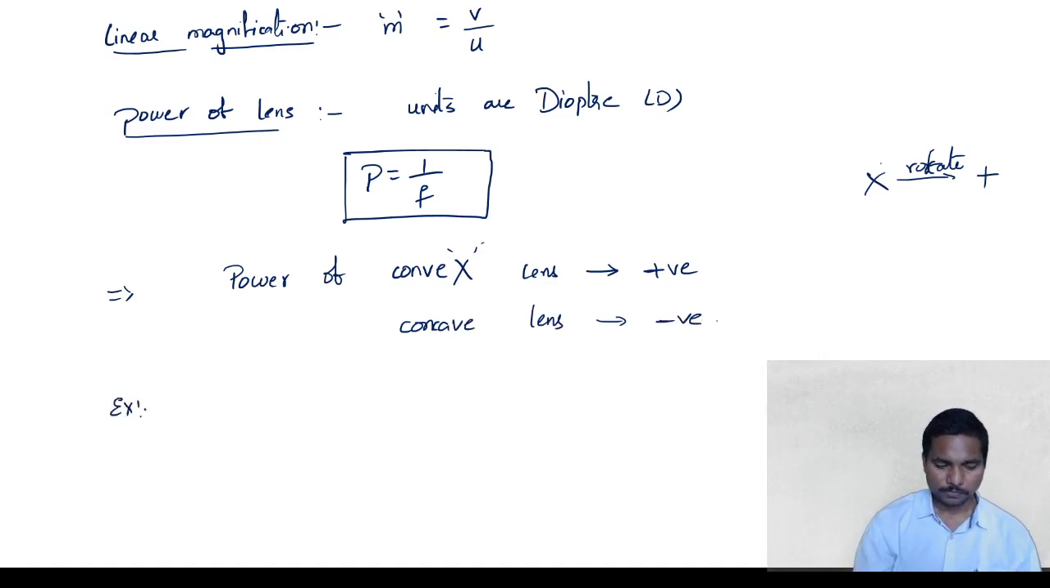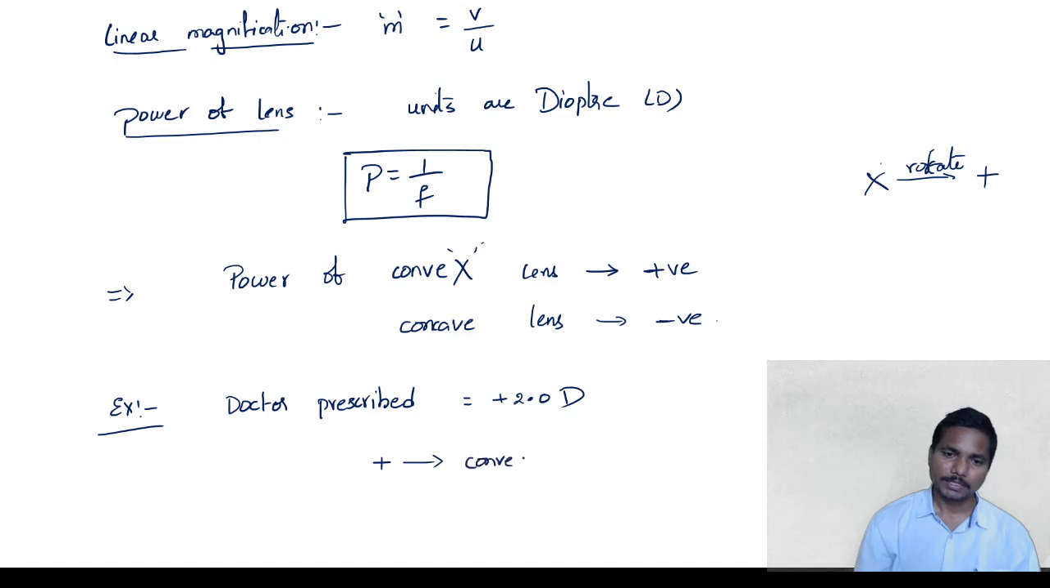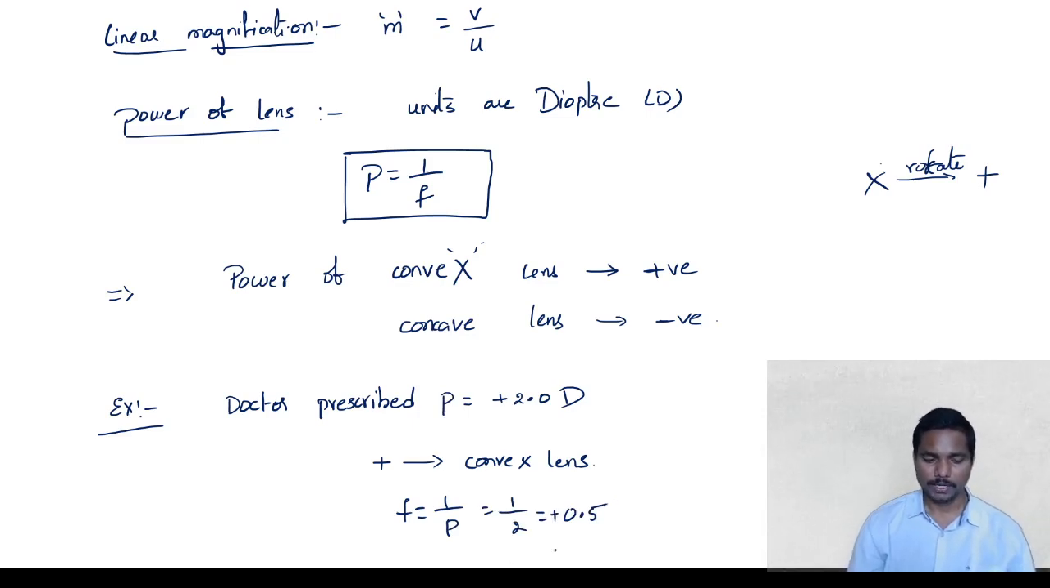For example, if the doctor prescribed a plus 2.0D lens, then plus means he has given a convex lens. The focal length is 1 by power, that is 1 by 2, that is equal to 0.5. If the doctor has prescribed minus 2.0D, minus means concave.